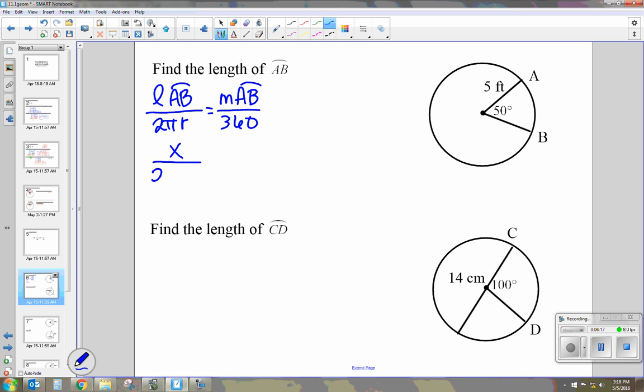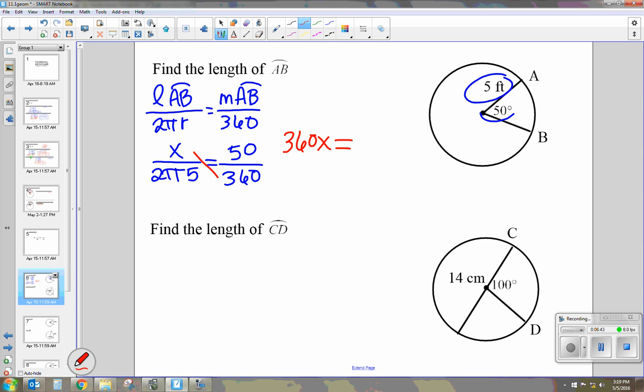We do 2 times pi times the radius, which in this circle is 5 feet. Then we do the measure of arc AB, which, remember, is in degrees, so that's 50 degrees over 360. Okay, we now cross multiply and solve. 360 times x is 360x.